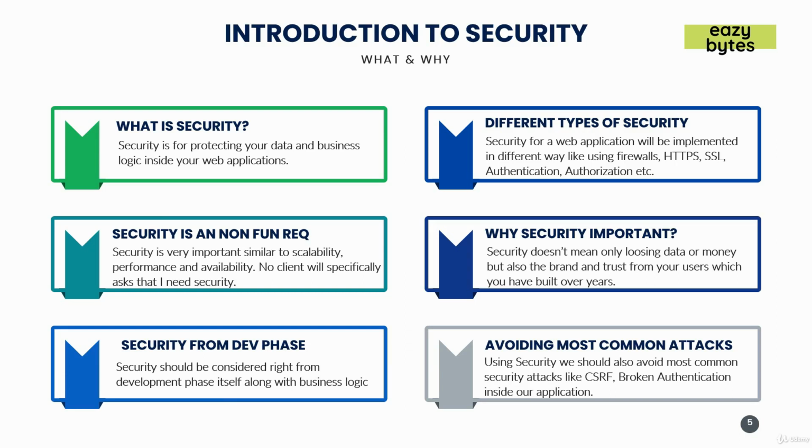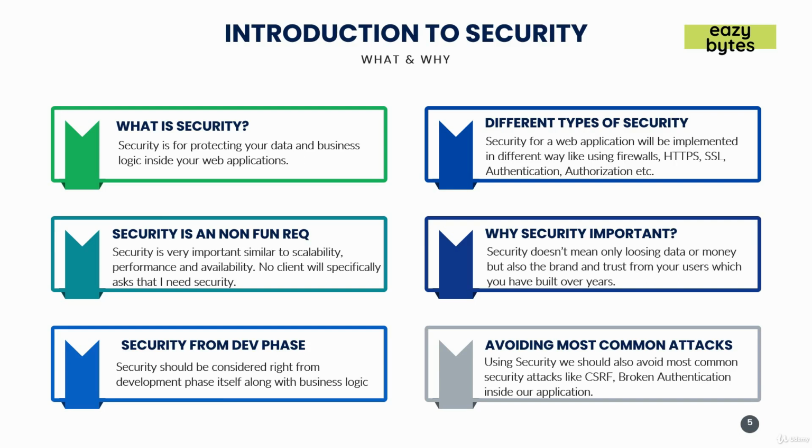While implementing security inside your applications, we should also consider how to avoid the most common attacks like CSRF attacks, broken authentication, and CORS attacks. All these kinds of common attacks we should be able to handle inside our application with the help of security. Don't worry, we're going to discuss what these most common attacks are, like what CSRF is, what CORS is, and how to protect our application using Spring Security in the coming lectures. For now, please try to understand that security is very important inside our application.